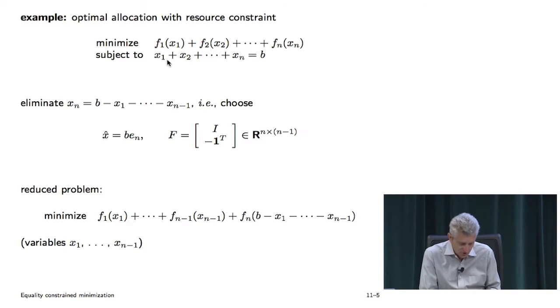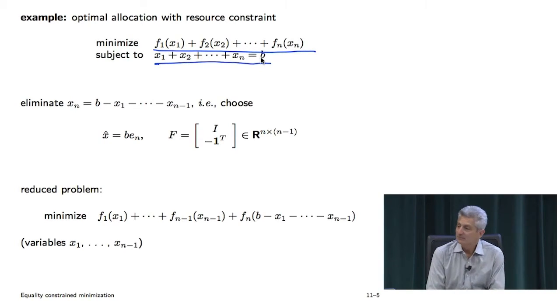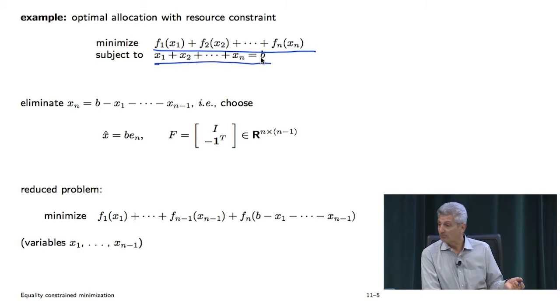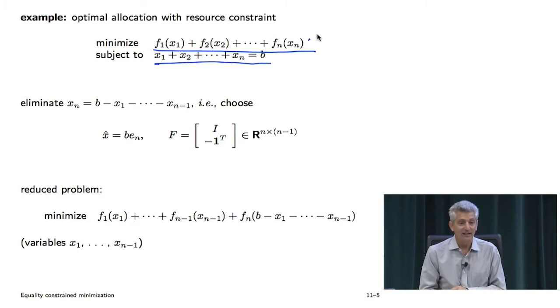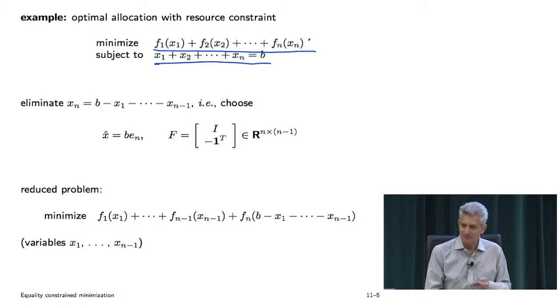Let's solve an optimal allocation with a resource constraint. So I minimize a bunch of individual costs subject to all these things adding up to b, right? This is an allocation problem. b is an amount of resource I have, and I'm dividing it up among n agents. Sometimes this is called the social cost in that context. And by the way, the optimal Lagrange multiplier, which is scalar, tells you the optimal price for the commodity that we are allocating. It's kind of obvious, but okay.